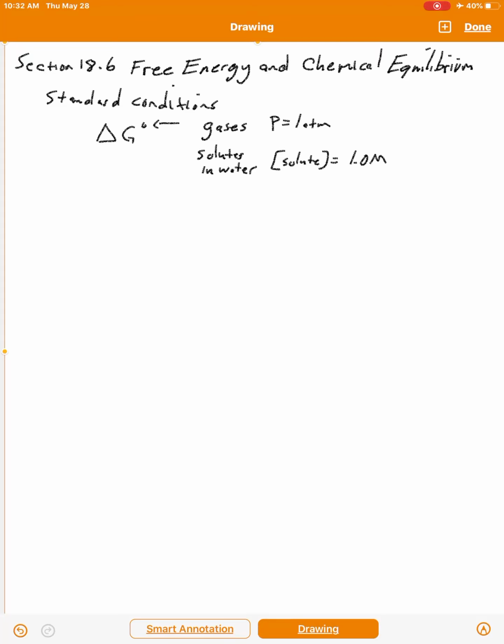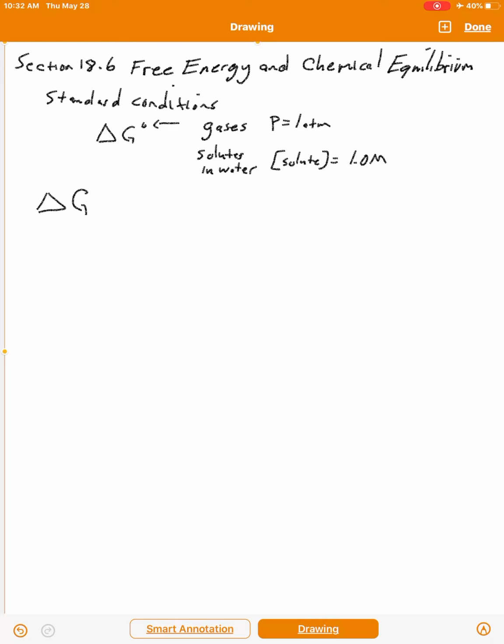But it is often the case that we're not under standard conditions. So how do we calculate delta G if we're not at standard conditions? For example, what if the temperature is different? What if the pressure is not 1 atmosphere? How do we deal with that? Well, there's an adjustment that we can make.